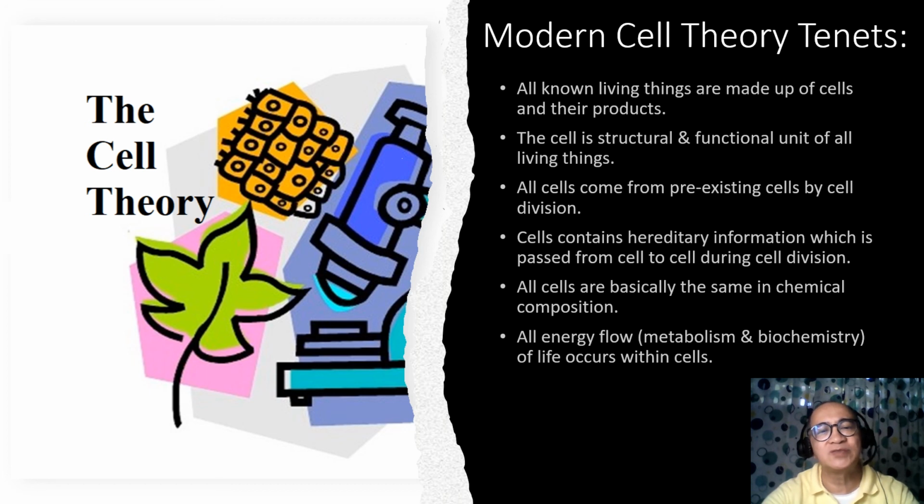From this research explosion, the modern tenets of the cell theory were upgraded, which are stated as follows: that all known living things are made up of cells and their products. The cell is the structural and functional unit of all living things. All cells come from pre-existing cells by cell division. Cells maintain hereditary information, which is passed from cell to cell during cell division. All cells are basically the same in chemical composition. All energy flow, that is metabolism and biochemistry of life, occurs within the cells.